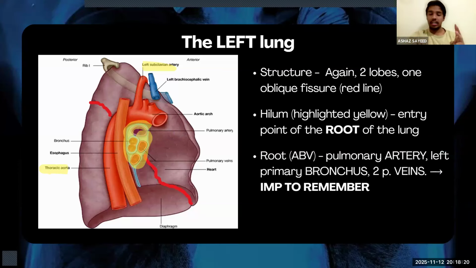Again, you have to remember the order. Like my colleague Lotus told you guys to remember the van thingy, right? Now here you have ABV for the left lung, and for the right lung it's going to be BAV. ABV, BAV. Left lung, ABV. So look at the image here. The first thing you see, that's A, the pulmonary artery. So artery is done, that's the highest thing. Then you have the bronchus, that's the middle thing. And then you have two pulmonary veins. Remember this, ABV for the left lung.